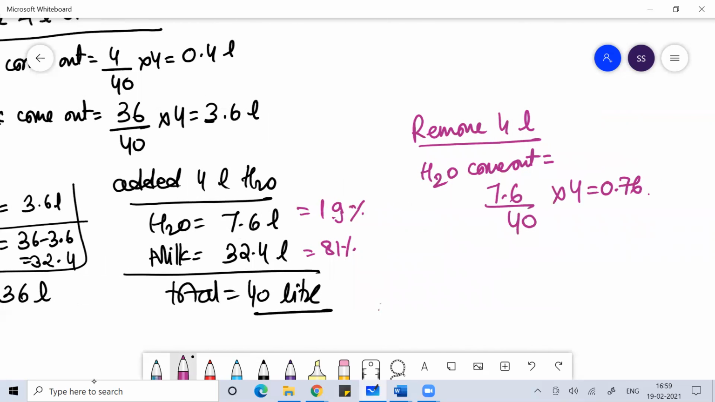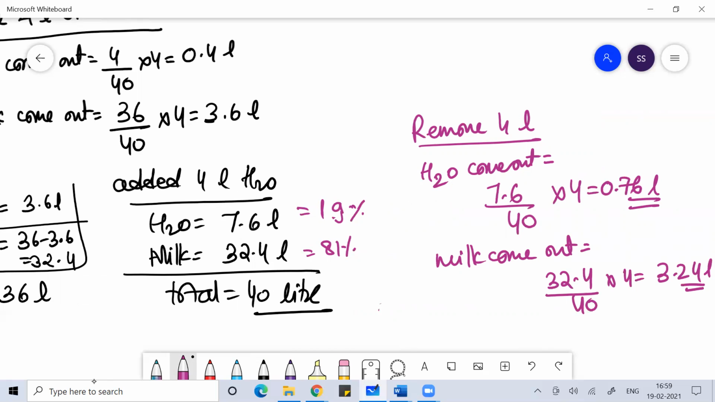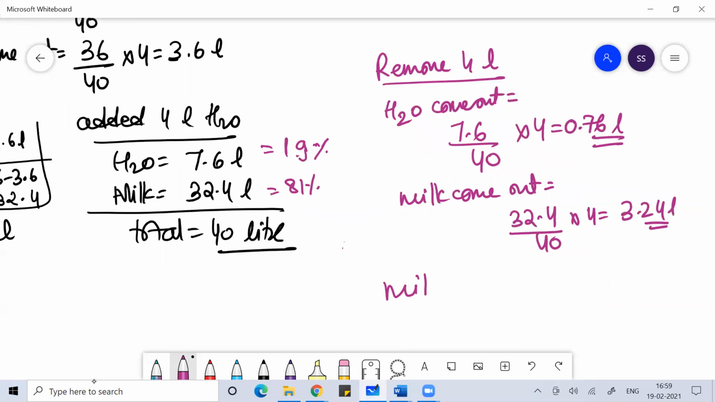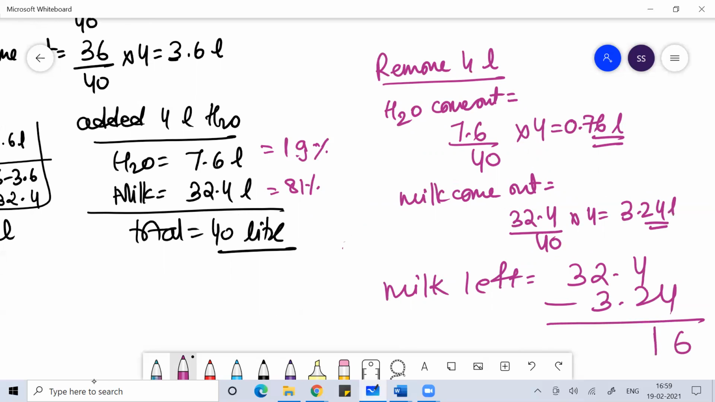How much water comes out? 0.76 liter. How much milk comes out? That would be 32.4 divided by 40 into 4. This will be 3.24 liters. Okay, so how much milk is left? That is the question. That is actually 32.4 minus 3.24, so this is 29.16 liters.